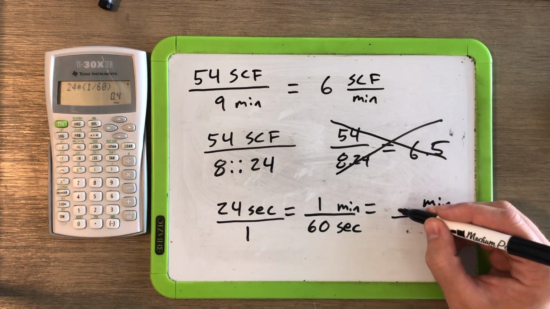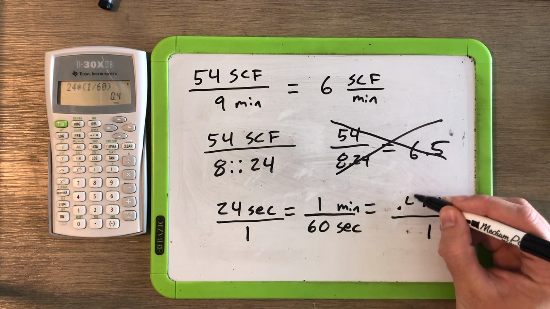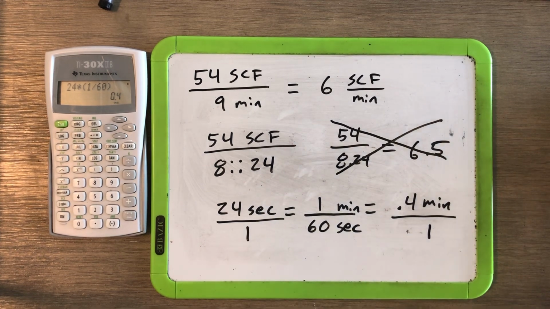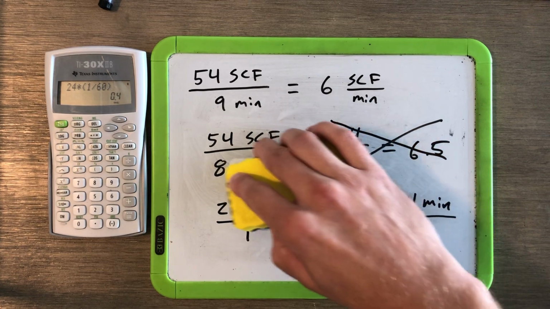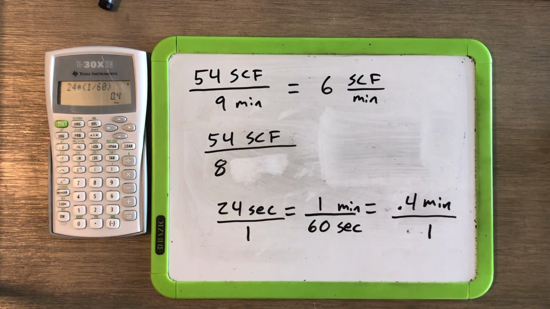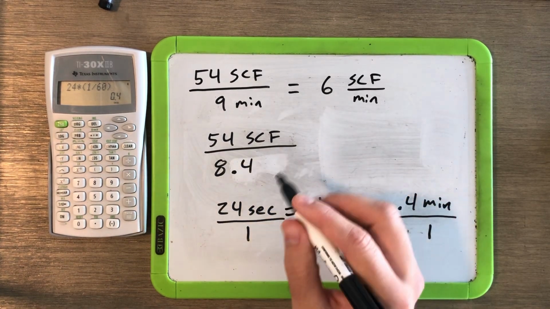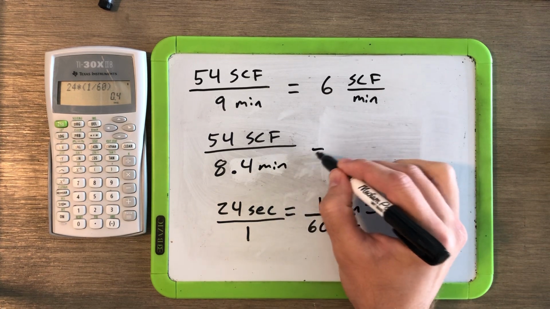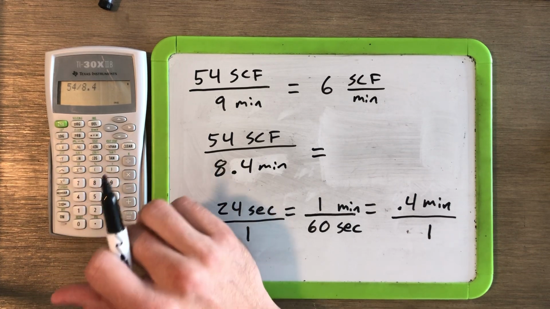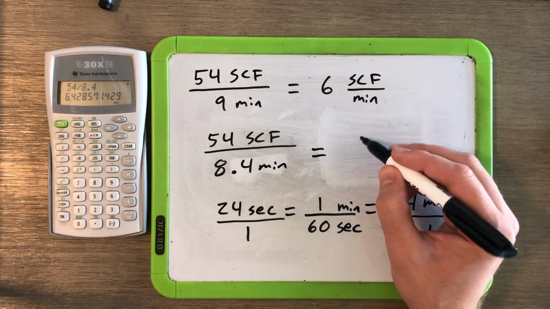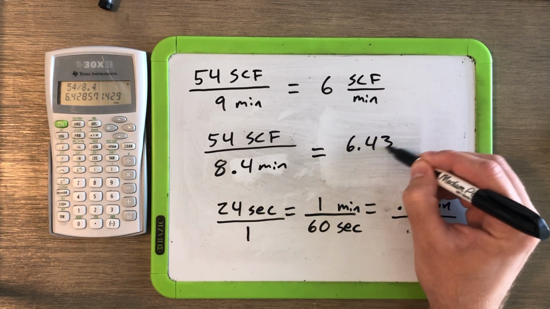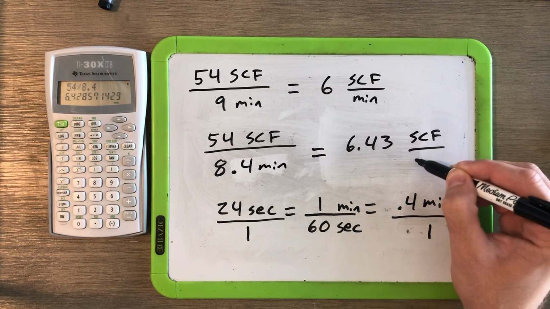So we know that 24 seconds is equal to 0.4 minutes. So what we're going to do is erase the 24 and this incorrect answer as well. And we're going to put 0.4 minutes. And that right there is going to give us our correct answer, which is right about 6.43 standard cubic feet a minute.